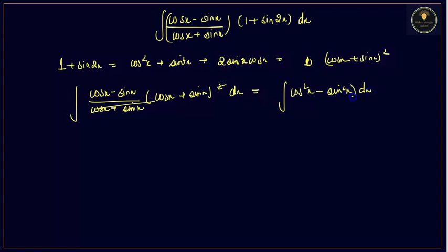So the value of cos squared x minus sin squared x is equal to cos 2x. The integral of cos 2x dx can be written as sin 2x by 2 plus C.